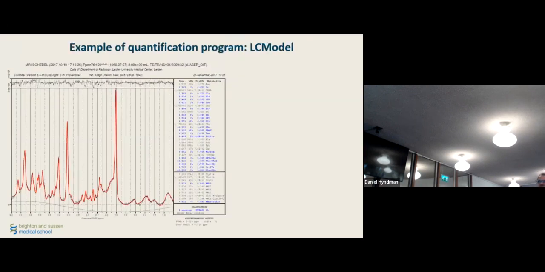This is an example. This is one of the outputs from one of the most popular quantification programs. It's a model published by Stephen Provencher in 1991, and ever since it has been the most popular. It's open source. Now download it and run it on your Linux system or even on your Windows system, but still, a Linux system is preferred. So this is LCModel.